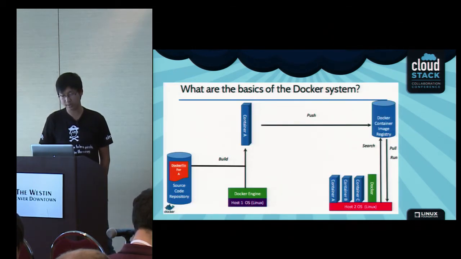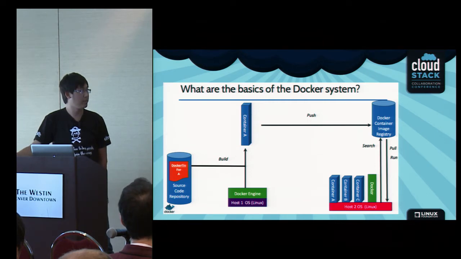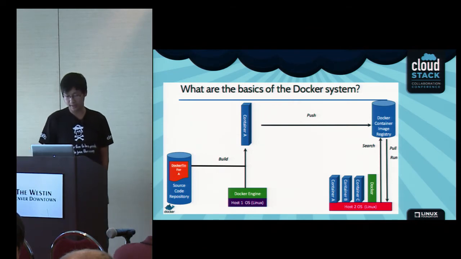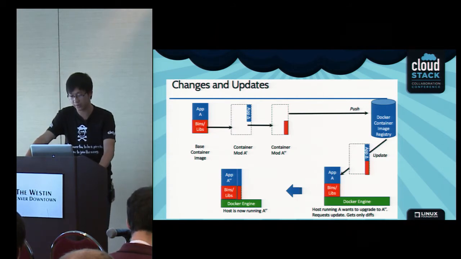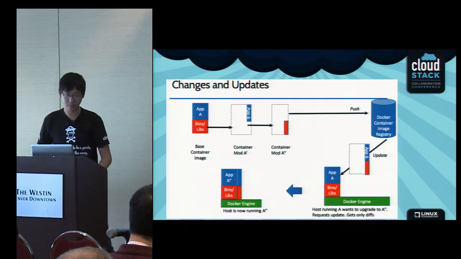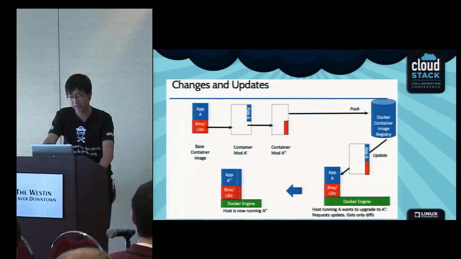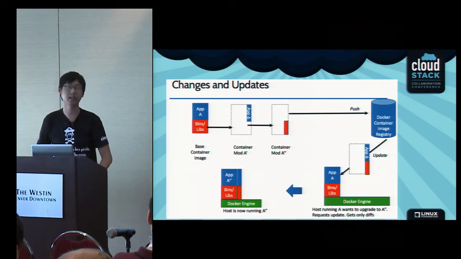I'll give the basics of the Docker system: there are several ways you can build a container. You can build from Dockerfiles, which is a famous feature of Docker. And you can pull and push from the Docker repository. It's quite good in that you get only the difference between two containers. For example, you have one base container image, and you make some changes to build container A, and other changes to build container B, and push to the repository. So when you run container A and you pull container B, you get only the difference. It looks like Git, right?